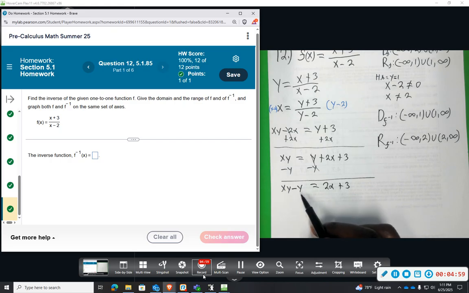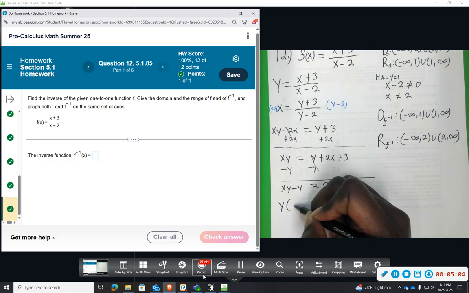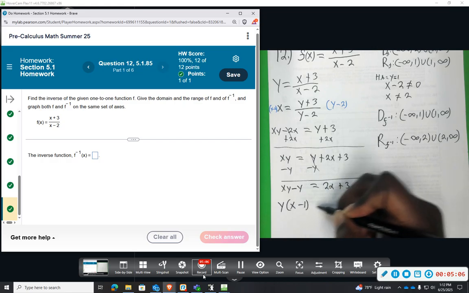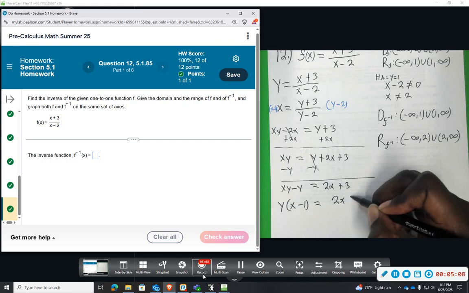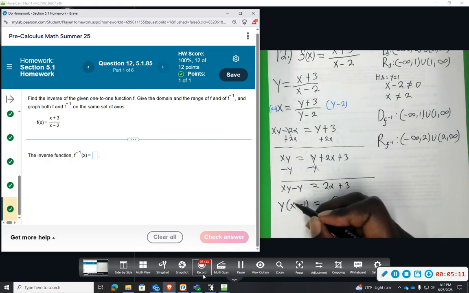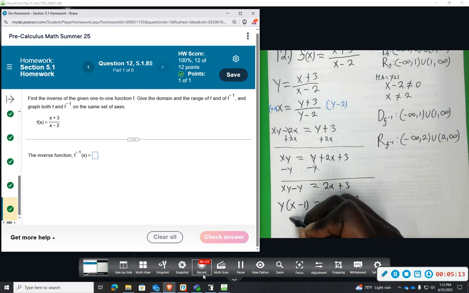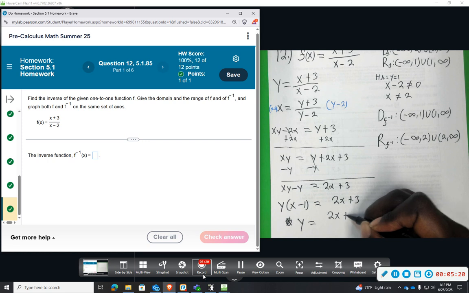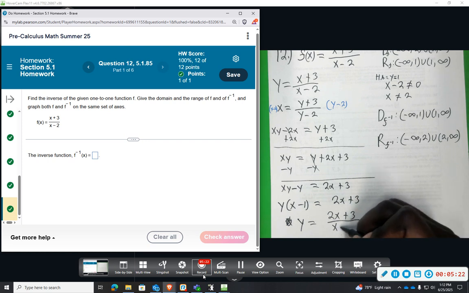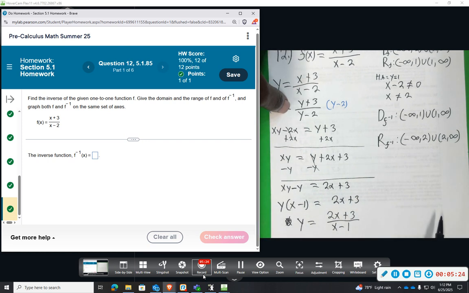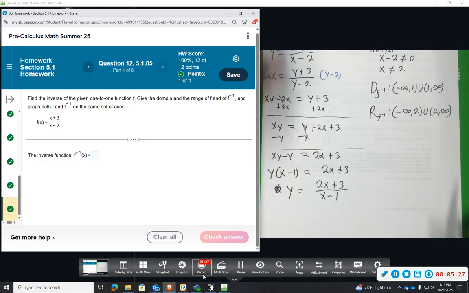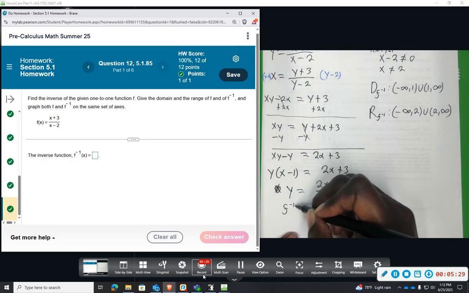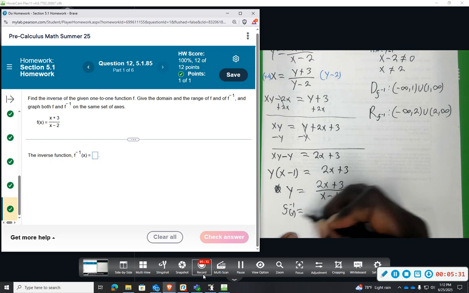All right, we're going to factor out a y because, again, I need one y term. So factor out the y. That's going to leave us with y times x minus 1 equals 2x plus 3. And then if we divide by the x minus 1, that gives us y equals 2x plus 3 over x minus 1. So this is going to be our inverse function, our f inverse of x.